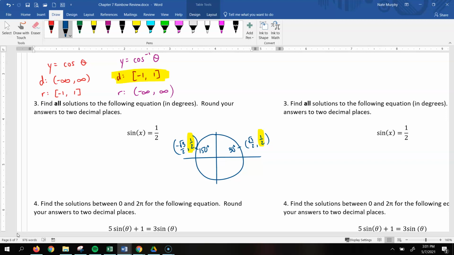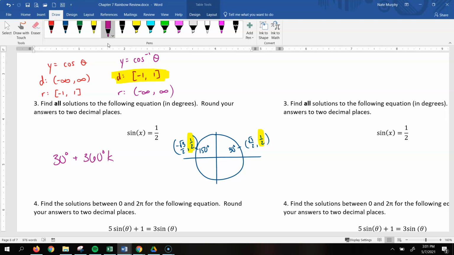Now it says find all solutions. That means every single solution that we could ever think of. So remember that this keeps repeating. We could go around this circle an infinite amount of times. So the way that we're going to write our answers is we would say one of them would be 30 degrees plus 360 degrees times k. If I wanted to figure out what the next one after that would be, I would replace k with 1, and 30 plus 360 would be 390. I could come up with one that would be 2 further from 30 degrees. So 360 times 2 would be 720, and 720 plus 30 would be 750. So that little formula is going to give me every single angle based on that 30 degree angle.